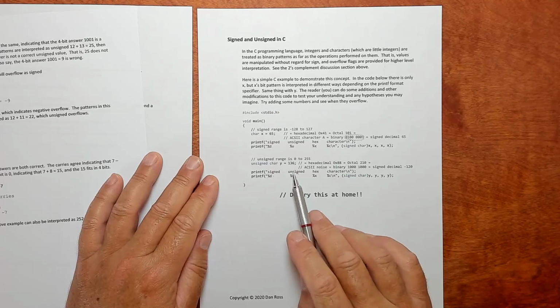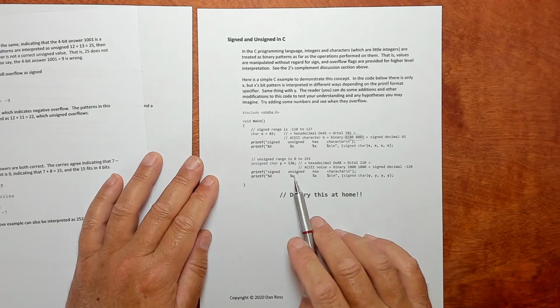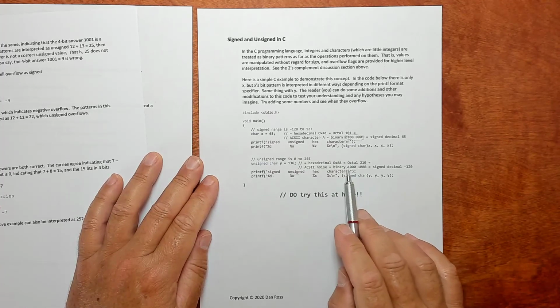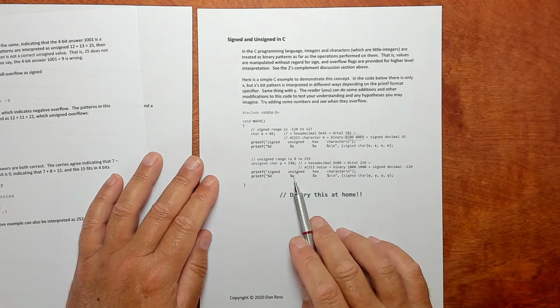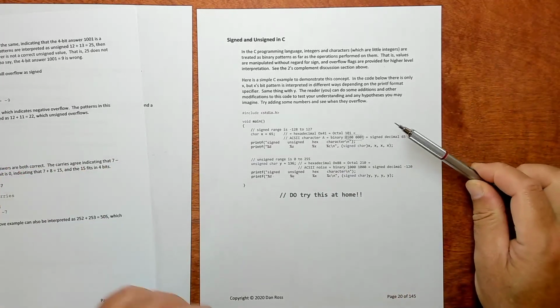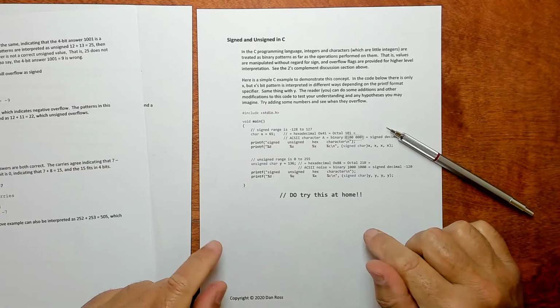I think it'd be a good exercise for you to try this. See what you get. See what printf outputs on this, and then look at the bit pattern. What is this bit pattern if you interpret it as a negative number? It should be the same as what you get over here. It's just something to play with.